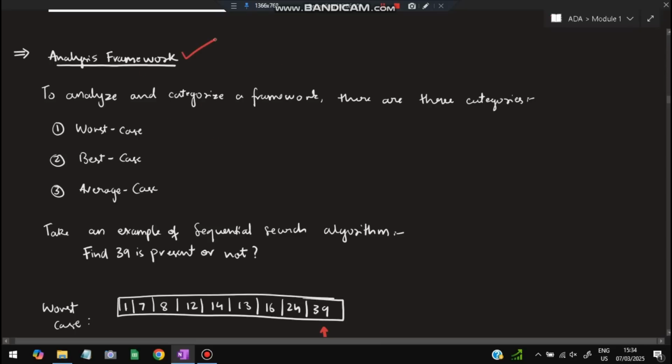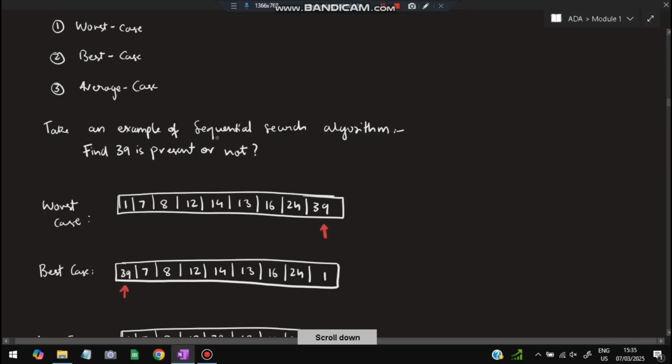Next is the analysis framework. There are 3 things you need to remember: worst case, best case, and average case. Now what are these cases? Let's take an example. You know the sequential search, right? Sequential search means, suppose you have these many numbers and you start from here and you want to search for a number, for example 39. You'll check if this is 39 or not, then you'll check this, then this, and so on until the end.